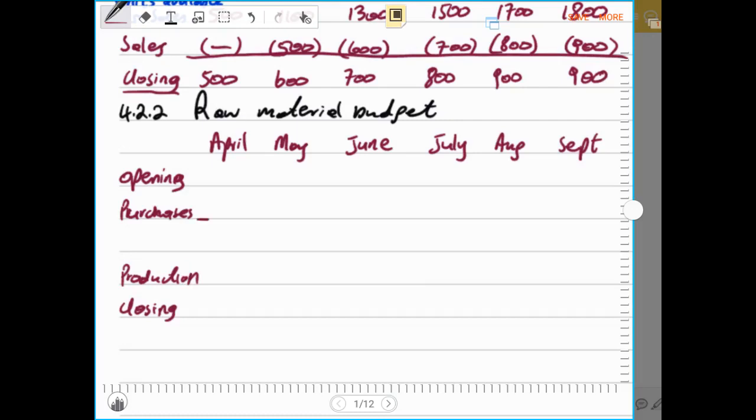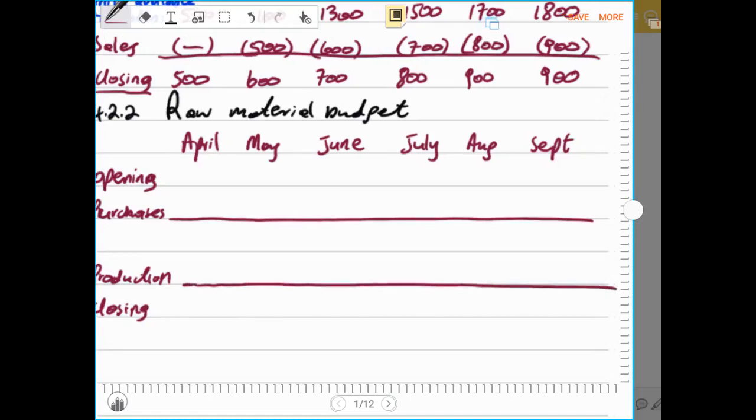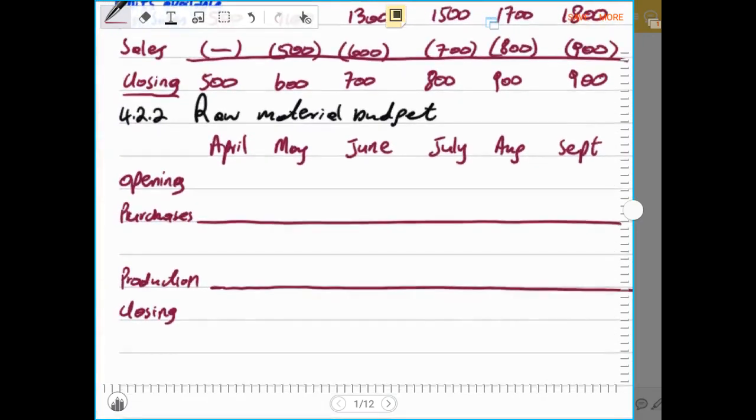So now here we have to draw a line so that we separate. Then after we also have to draw a line here so that we separate the two. So now we have to start with the opening once again. Remember, there will be no opening once again, even in this case.